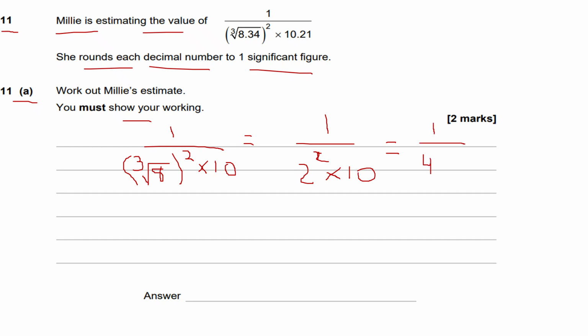Okay, 2 squared is 2 times 2. So 2 times 2 is 4. 4 times 10 is going to be 40. So that answer for Millie's estimate is 1/40th. Okay, and each number has actually been rounded down. Okay, for that, so it's 1/40th. If I decimalize that, 0.025.